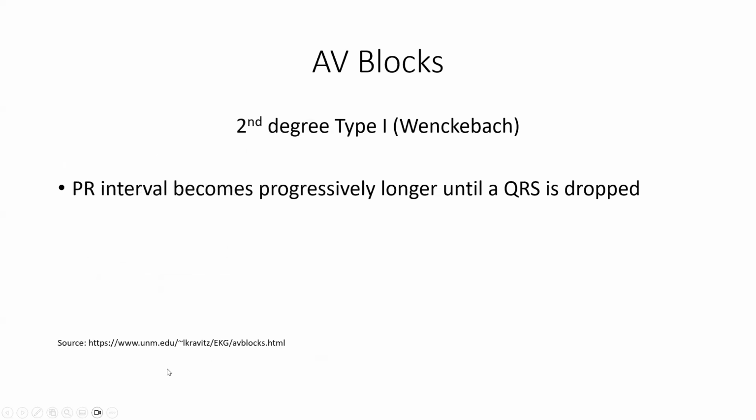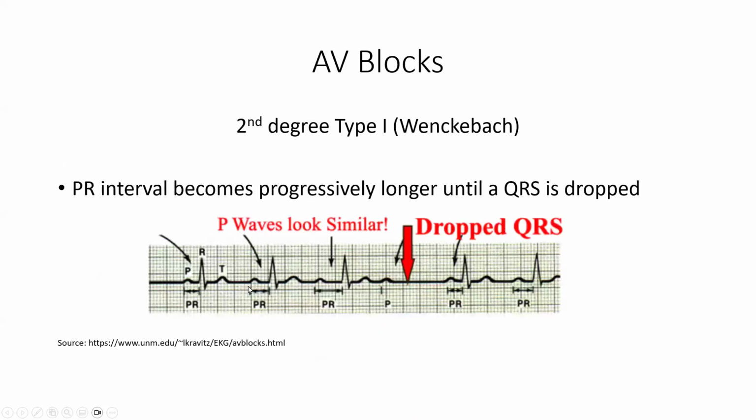Second degree type 1 winky block. Again, there's a P wave for every QRS, but the PR interval becomes longer until there's a P wave without a QRS behind it. And then everything resets and you can see the P wave after the drop beat, that PR interval is back to normal and then everything starts to prolong again. I would say that generally people are asymptomatic and otherwise unaware of winky block.